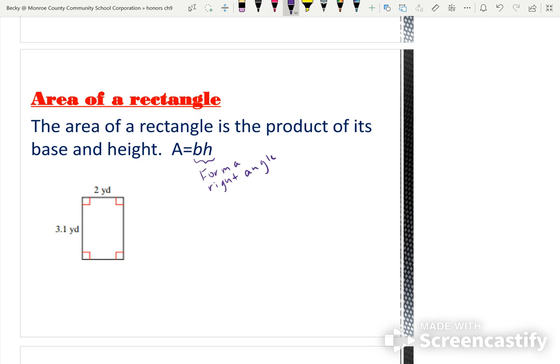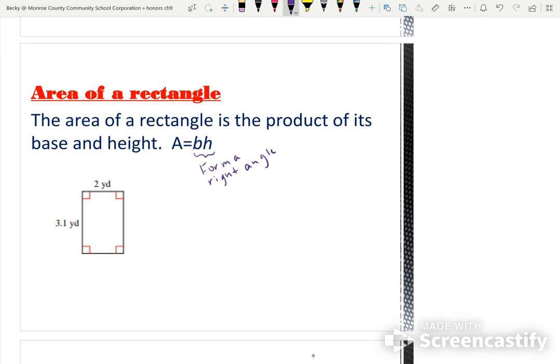Okay, so really they're kind of interchangeable, especially on a rectangle. You're just going to take the two pieces. You know, I could call this the height and this the base, and I'm just going to multiply them. And so you have to write out what you're multiplying and then write the answer. And so again, you don't have to worry about the units for now. Just worry about getting the number.